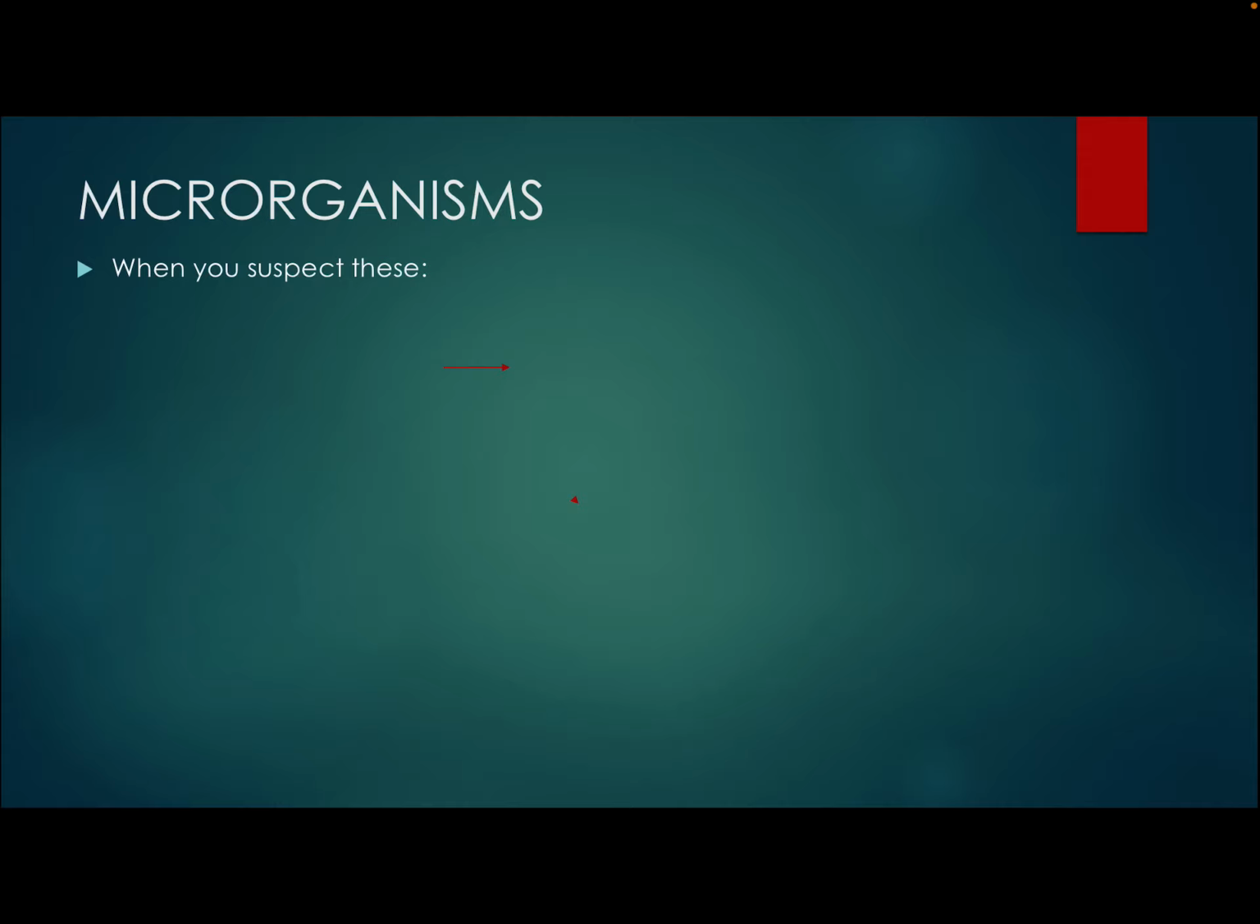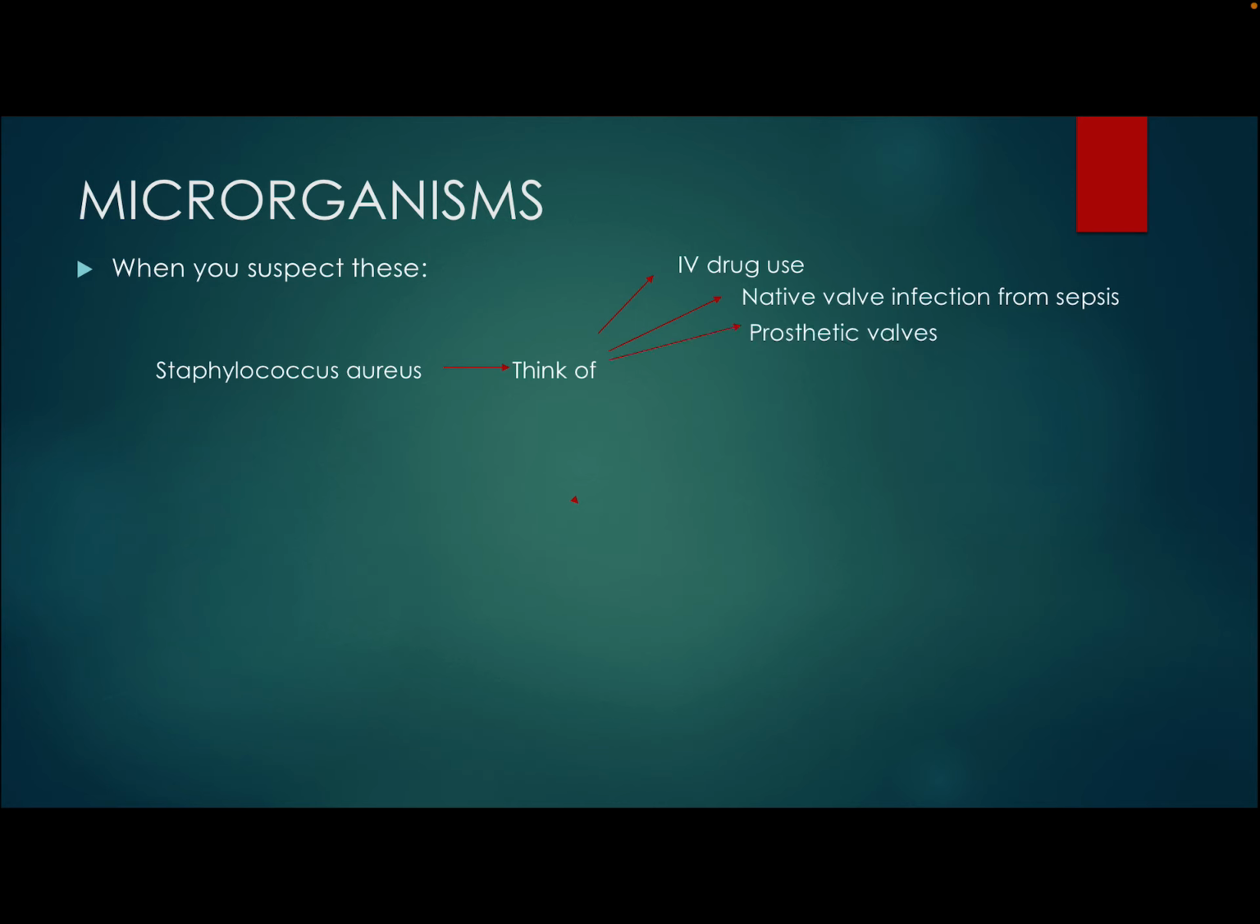Coming to common organisms, when you suspect a few organisms, you have to think of a few conditions associated with them. For example, Staph aureus, you think of IV drug use, native valve infection from sepsis, so that means the infection could be somewhere else in the body. Then the presence of prosthetic valves, presence of implanted devices, and intravascular catheters. So all of these conditions must be thought of if the organism is Staph aureus, or even vice versa.